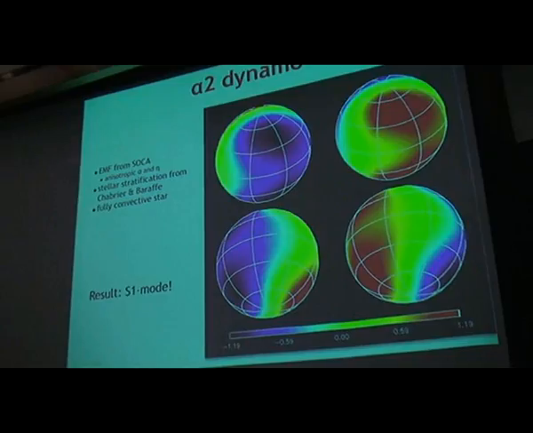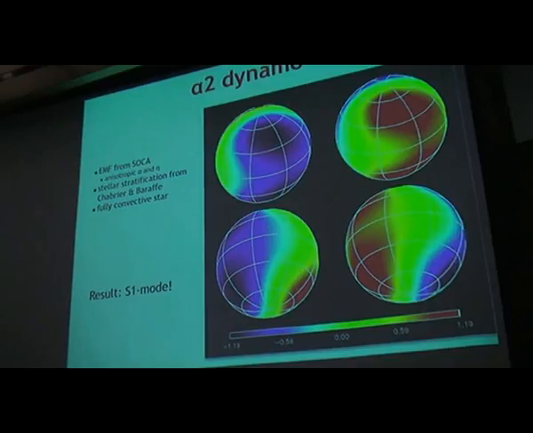So we basically got this field structure. That's an S1 mode, and now these are different view angles. Basically, we have one polarity. It's the radial field component always. One polarity on one hemisphere and the other on the opposite hemisphere. And it's practically impossible to get anything else with any reasonable choice of parameters.